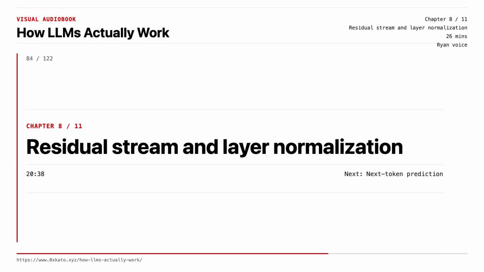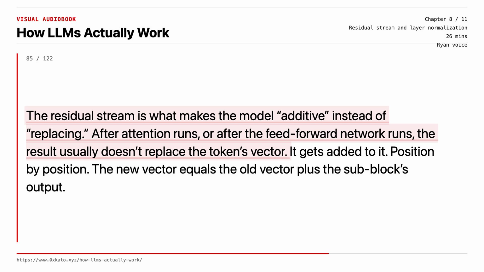Residual stream and layer normalization. The residual stream is what makes the model additive instead of replacing. After attention runs, or after the feed-forward network runs, the result usually doesn't replace the token's vector. It gets added to it, position by position. The new vector equals the old vector plus the subblock's output.